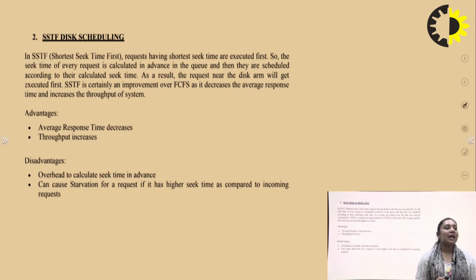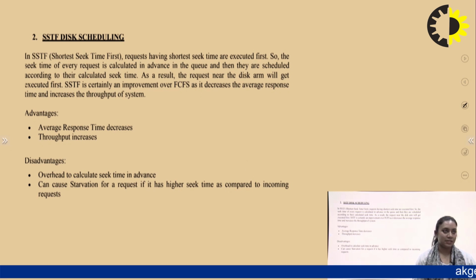So the seek time of every request is calculated in advance in the queue, and the requests can be scheduled according to their calculated seek time. As a result, the request nearest the disk arm can be executed first, and it also decreases the average response time and increases the average throughput of the operating system.